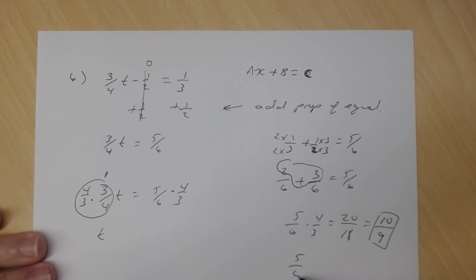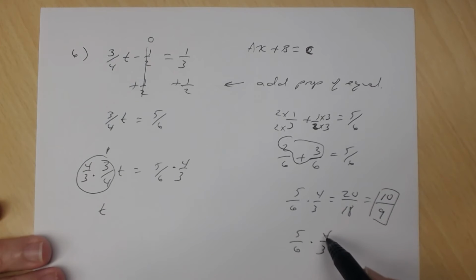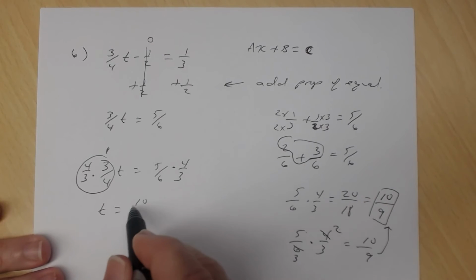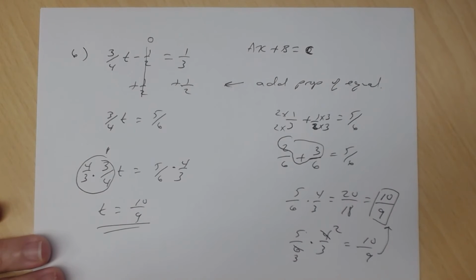You could have also reduced first. See this 4 and this 6? I can reduce that. They're both divisible by 2. 2 into 4 is 2, 2 into 6 is 3. 5 times 2 is 10, 3 times 3 is 9, which is the same thing we got here. So I get t to be 10 9ths. Okay, so there's your solution.